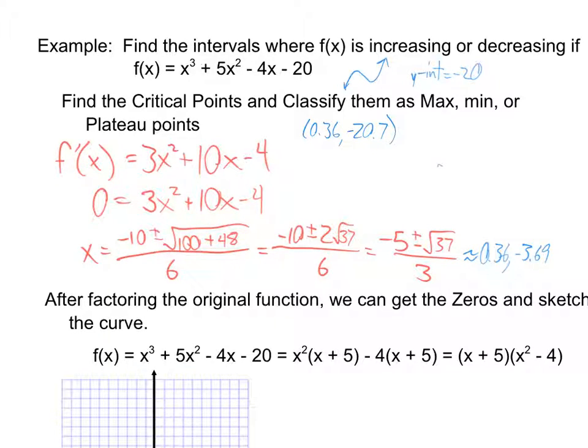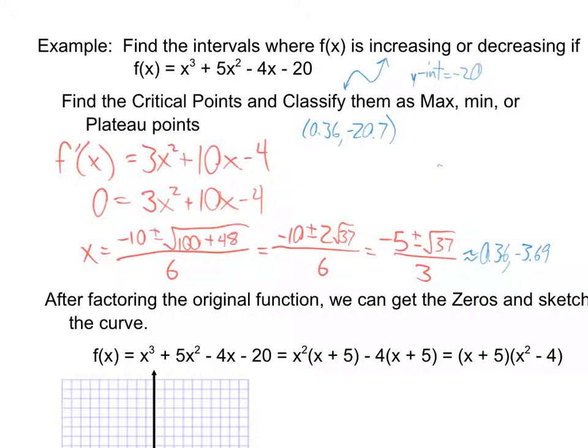Now, if we do the same thing again, this is where your calculator is nice, we've got to do minus the square root of 37.